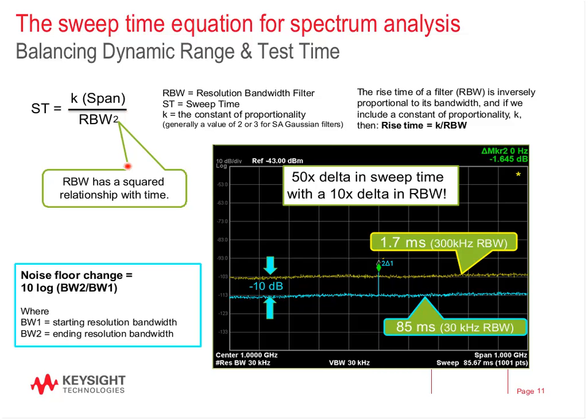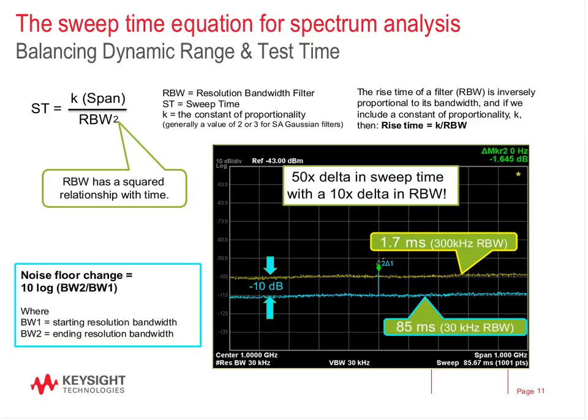And the reason for that, if you can imagine, the res bandwidth filter is a filter, and so the rise time of a filter is basically the inverse of its bandwidth. And in here we have a constant called K, which is proportional to the res bandwidth filter shape, if you will, and other characteristics of that filter. And so that becomes very significant.